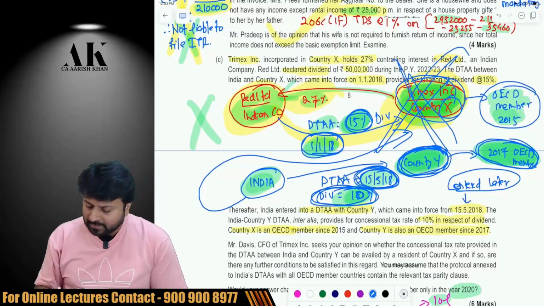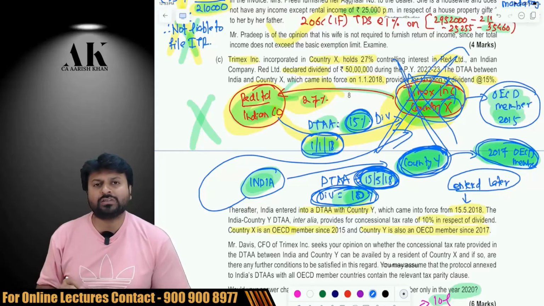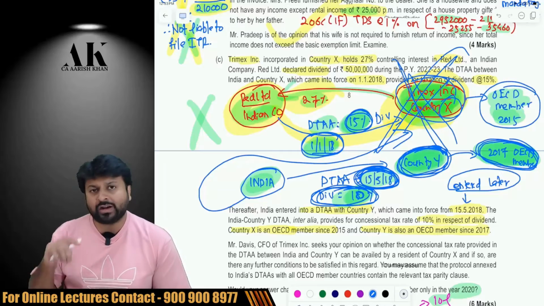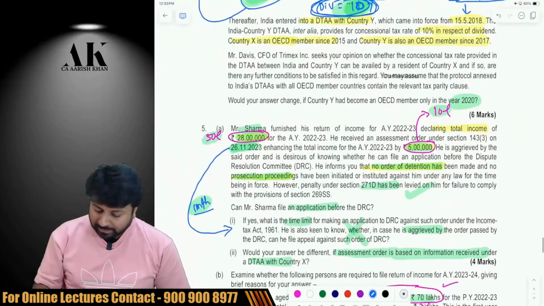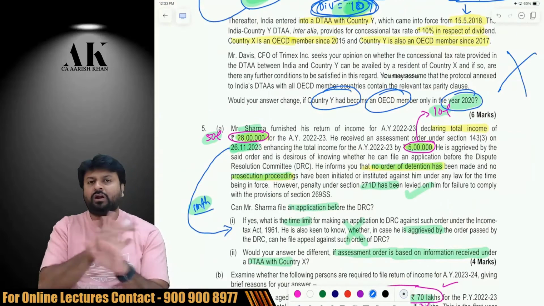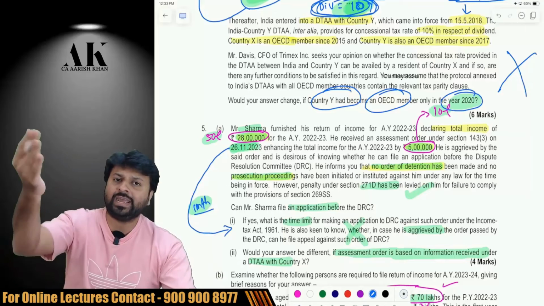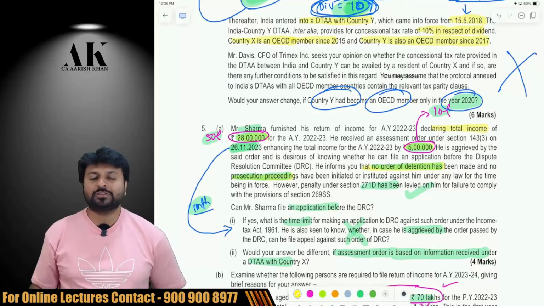Therefore, the question is, on the date, when are we entering into DTAA with country Y? 15th of May 2018. On that date, is country Y already a member of OECD? Yes. Therefore, you need to extend the benefit to country X also. Suppose if country Y became the member of OECD in 2020, then this benefit will not be extended to whom? To the country X people. Check it, please.